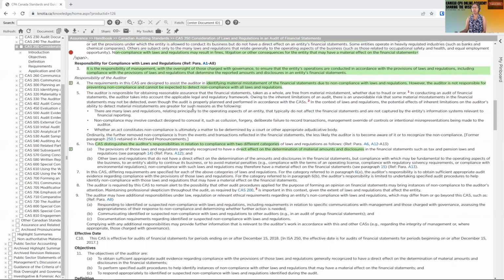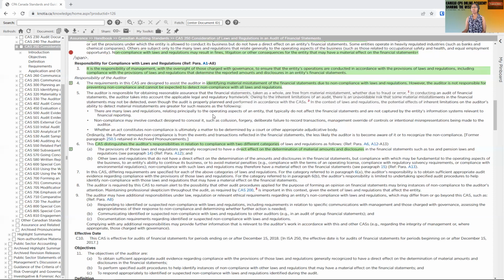What is the responsibility of the auditor? The auditor's responsibility is identifying material misstatements in the financial statements due to non-compliance with laws and regulations. However, the auditor is not responsible for preventing non-compliance and cannot be expected to detect non-compliance with all laws and regulations. So what they're essentially saying is that it is due diligence, but the responsibility still lies with management to ensure that compliance happens and the procedures are in place.